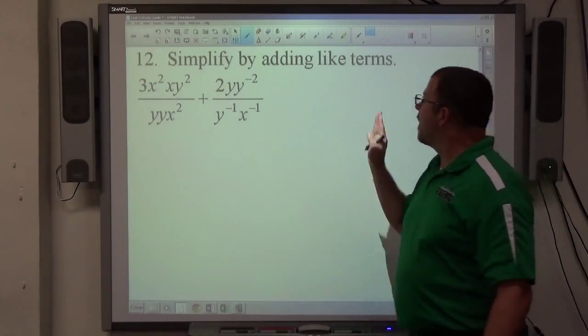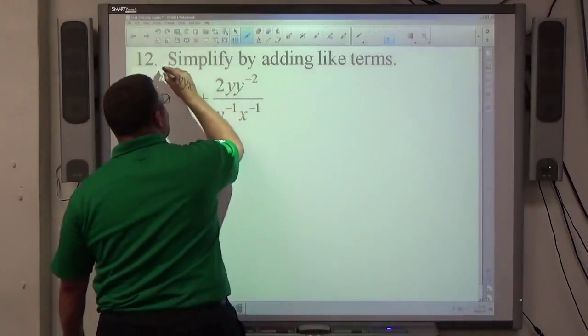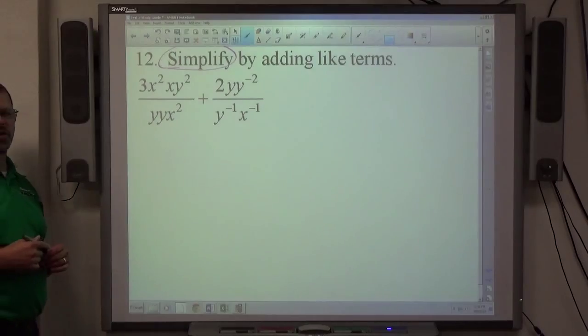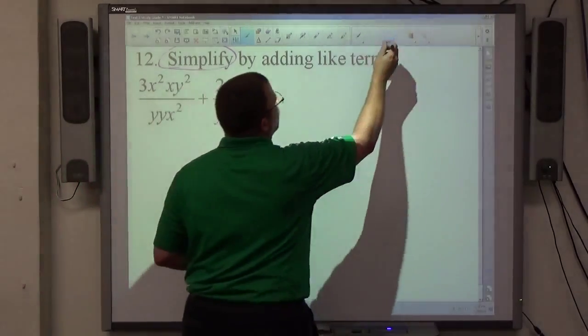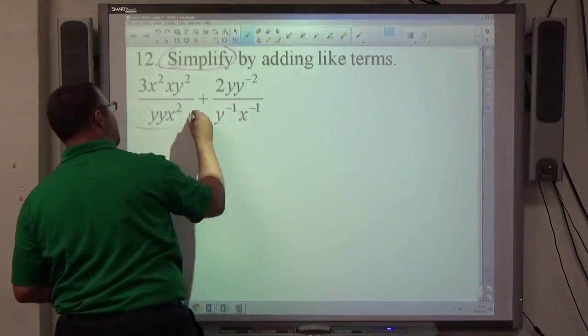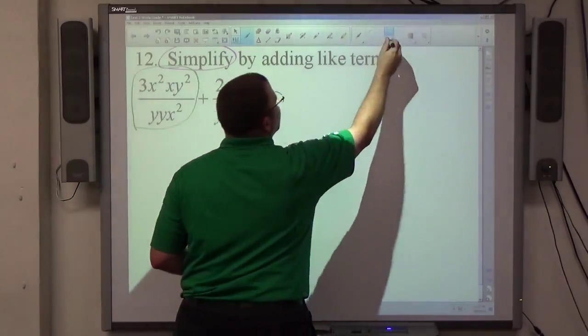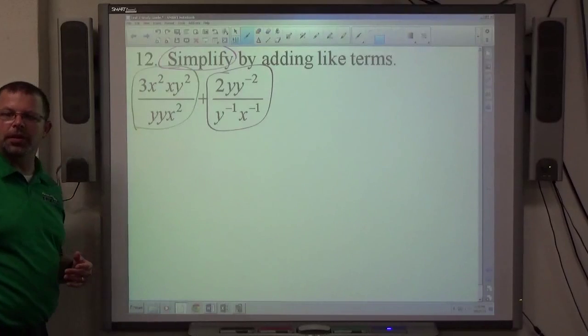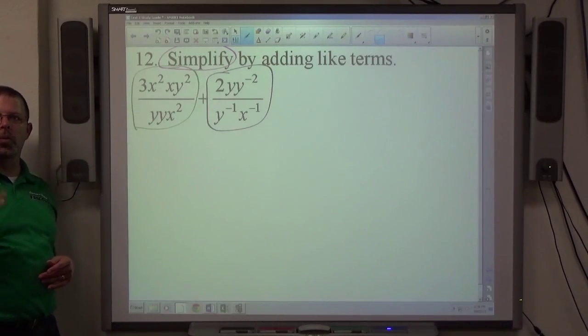Number 12, simplify by adding like terms. First off, you want to simplify each term. So I don't want to even worry about the whole problem until I deal with this guy all by itself and this guy all by itself. And I'm looking for the same things I did with the expand problem. I want one of each letter, I want all powers positive.